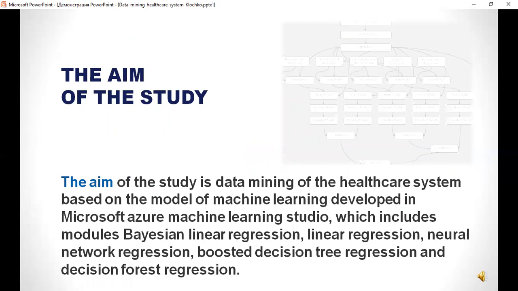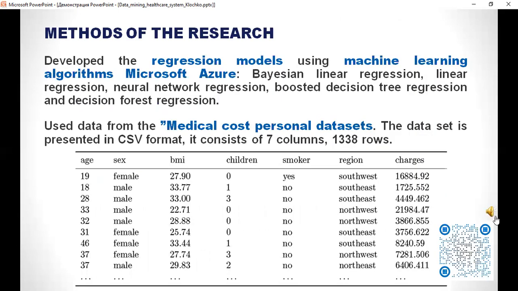The aim of the study is data mining of the healthcare system based on the machine learning model developed in Microsoft Azure Machine Learning Studio. This includes models: Bayesian linear regression, neural network regression, decision tree regression, and decision forest regression. We developed the regression modules using Microsoft Azure Machine Learning. In this study, we use data from the medical cost personal datasets, which are publicly available on the Kaggle platform. Please look at table number 1.